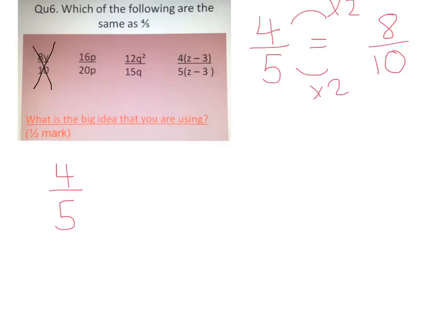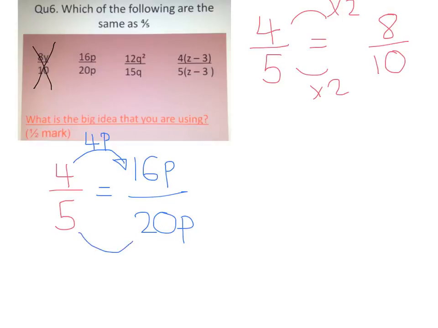So if we look at the next one then, 4/5, is that equal to 16p over 20p? So what would we have to times 4 by to get to 16p? Well, 4 times 4 gives us 16, but 4 times 4p would give us 16p. So we know what happens to the top. Let's just check if that's the case with the bottom. So 5 times 4 is 20. 5 times 4p is 20p. So we know that that one is correct.